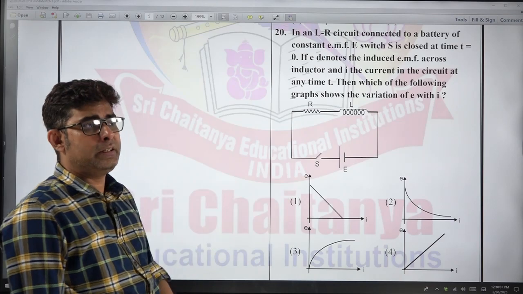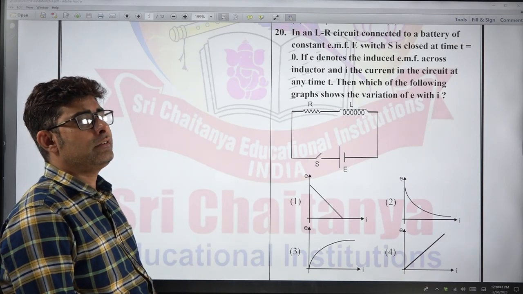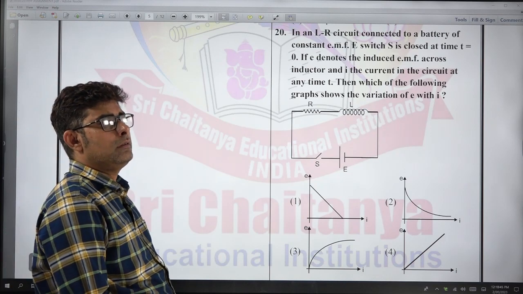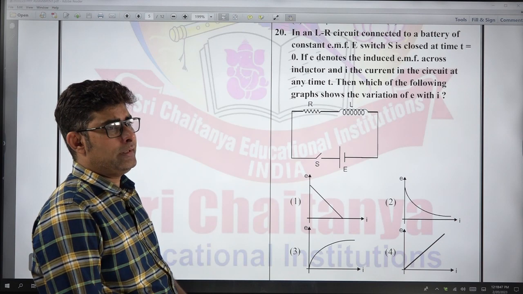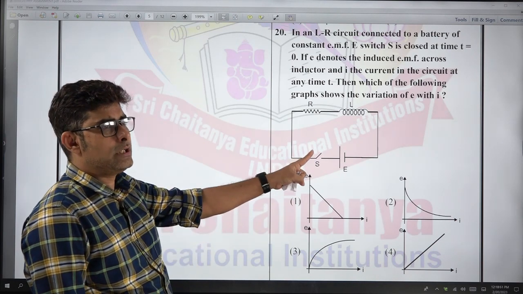Now which type of circuit is this? LR circuit. In this they are saying that the switch is closed at time t equals 0. If E denotes the induced EMF across the inductor and I is the current, then which one of the following will show the variation of E with I?